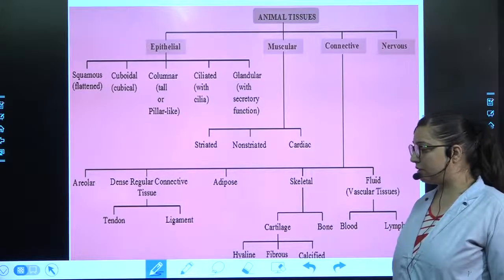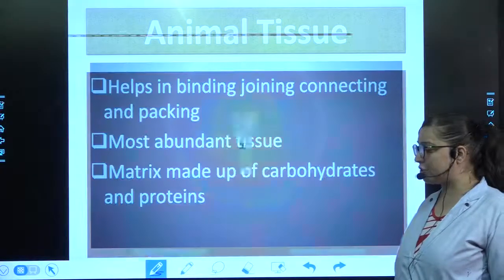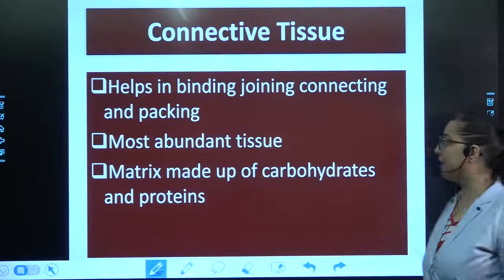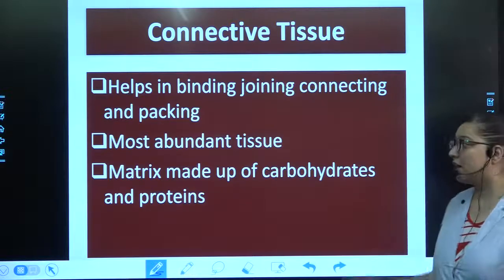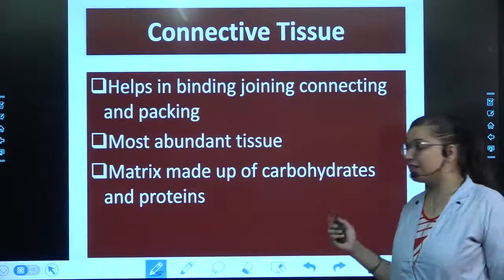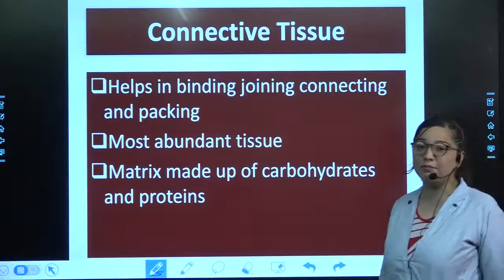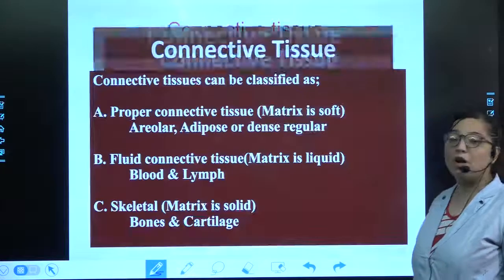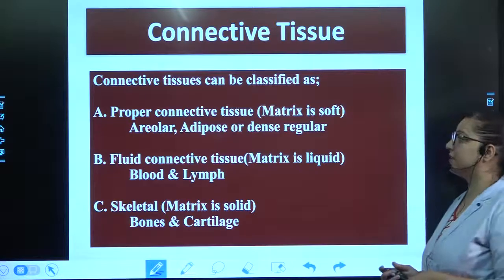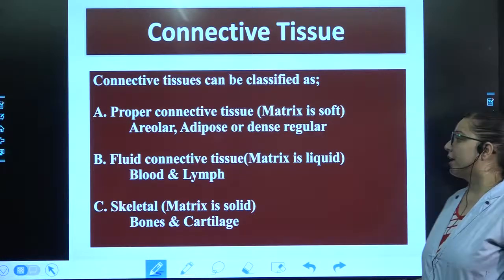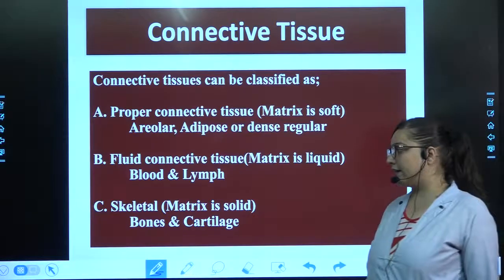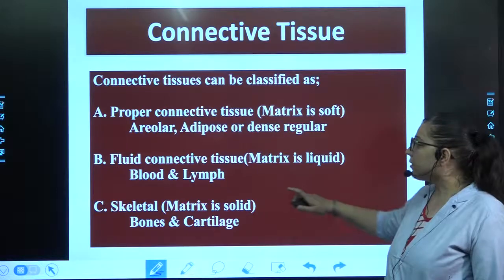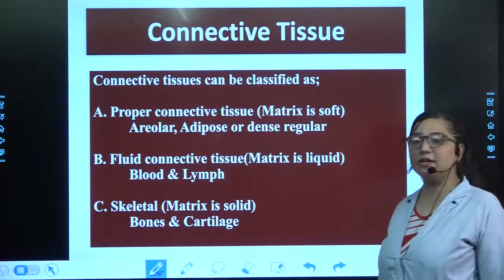Next we talked about the basic video of animal tissue. Connective tissue, what does it help in? It helps in binding, joining and packaging. It is the most abundant cell and its matrix is made up of carbohydrates and proteins. Then some basic classification we saw, 3 types: proper, fluid and skeletal. Proper is areolar, adipose or dense regular. Fluid is blood and lymph, and skeletal means bone and cartilage. Here the matrix is soft, liquid and solid.